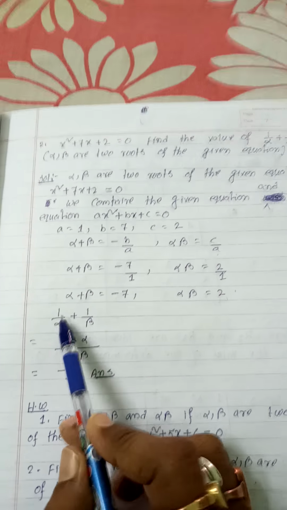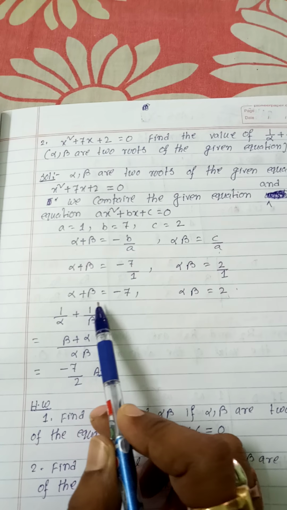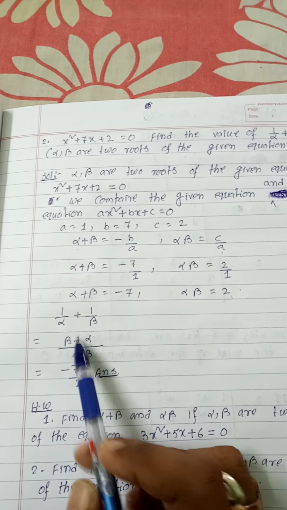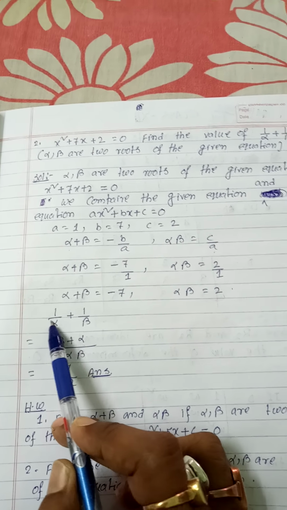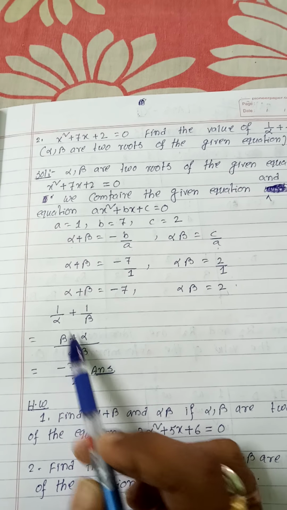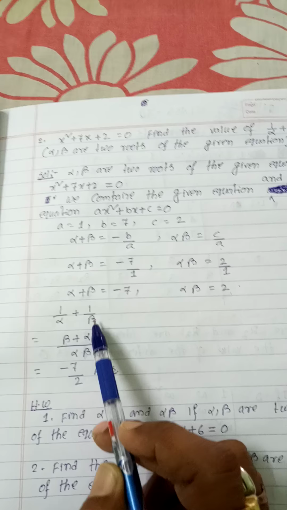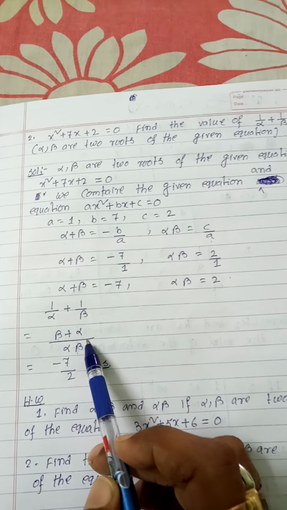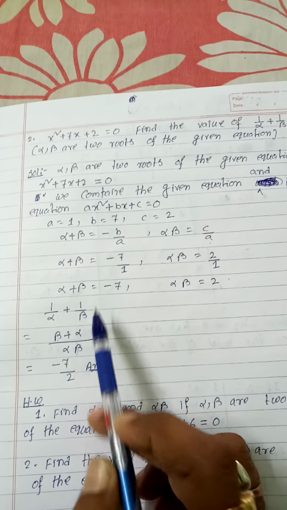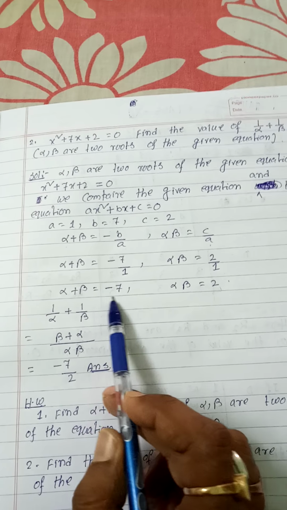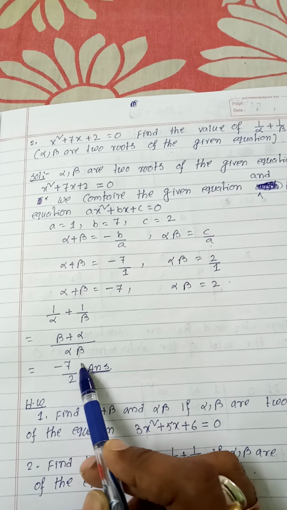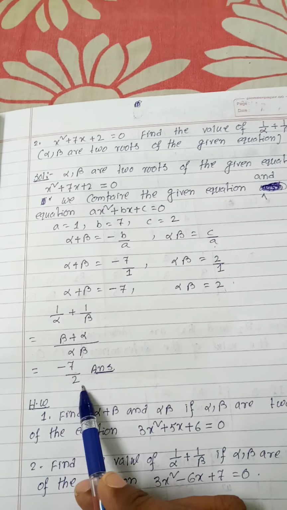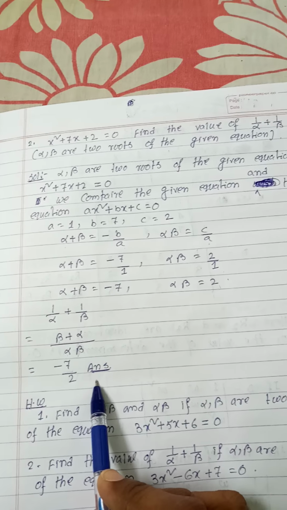Now we find out 1 upon alpha plus 1 upon beta. So alpha beta is the LCM. Here alpha belongs to the denominator, so we write beta into 1, it means beta, and here beta also lies in the denominator, so we multiply alpha into 1 is alpha. So students, we got the value of alpha plus beta is -7, so you write here -7 upon alpha into beta, which is 2. So we write here 2. This is our answer. I think you understood this.